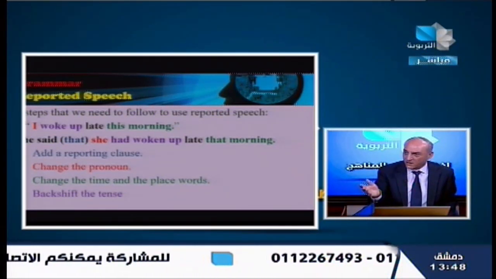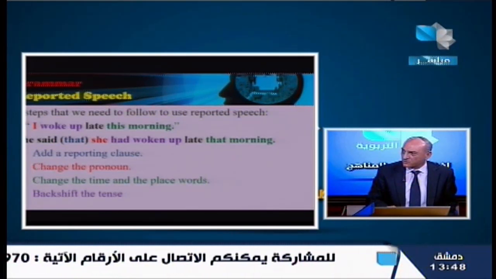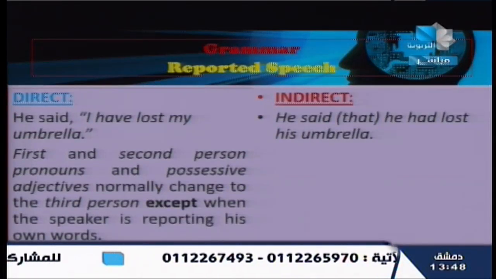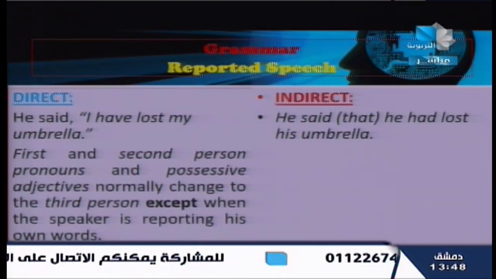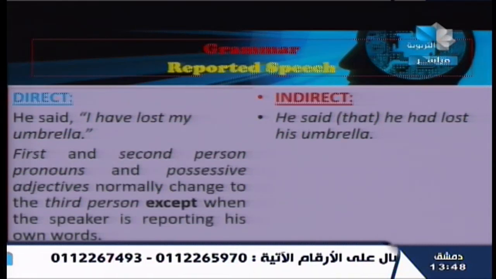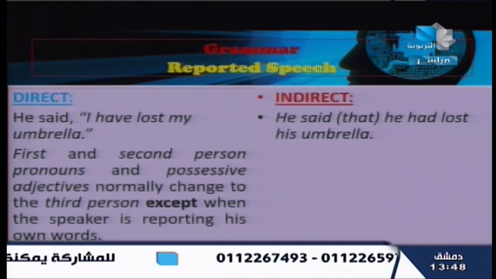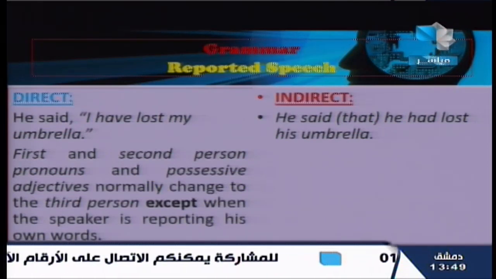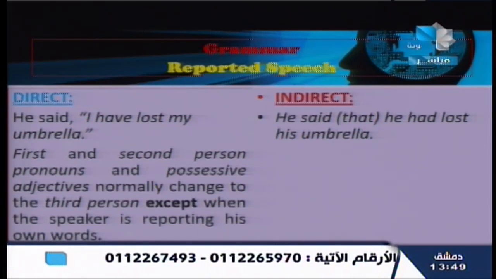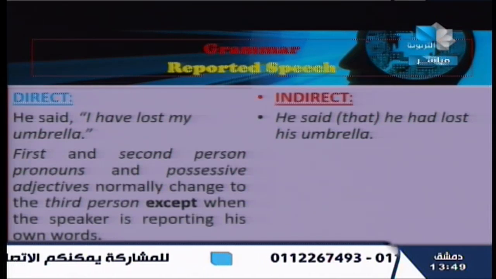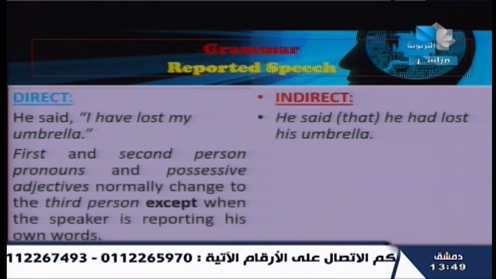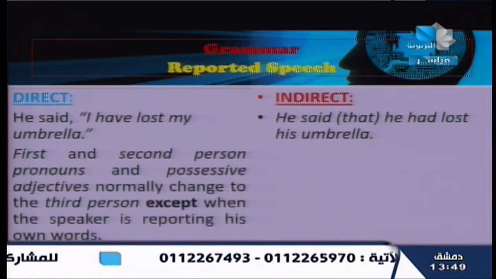So that's it. We have some examples, of course, Ms. Hanan, yes, please. He said, I've lost my umbrella. This is the actual word of the speaker. I have lost my umbrella. Okay. Indirect: he said that he had lost his umbrella. Of course, that here is optional. Why? Because we have a subject, which is he. So we can omit that. He said he had lost his umbrella. First and second person pronouns and possessive adjectives normally change to the third person, except when the speaker is reporting his own words.